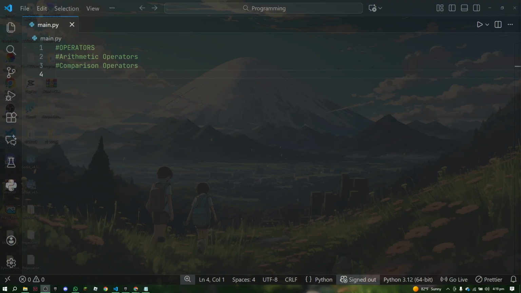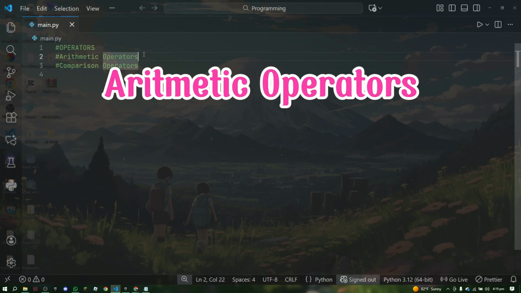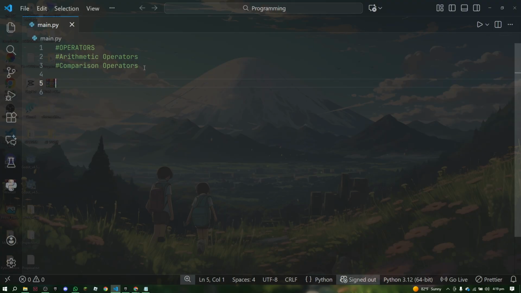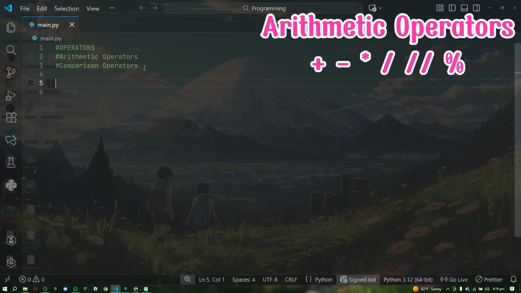Today, we're going to be learning about operators, specifically two of them. There's another one that we're going to learn in the next video, and you'll see why. Today, we're going to be learning about arithmetic operators and comparison operators. Arithmetic operators are basically your standard math operators like plus, minus, multiply, divide, etc.